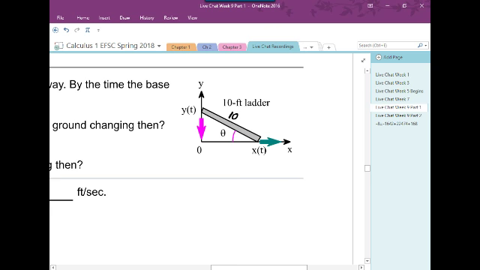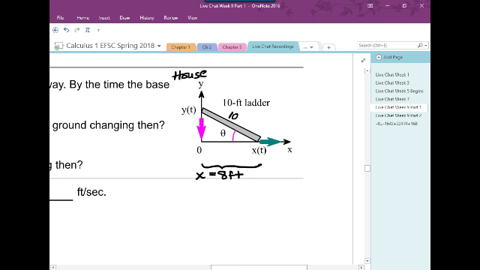Okay, the next thing that they tell us is that by the time the base is 8 feet away from the house, so this is your house over here, leaning against the house, by the time the base is 8 feet away from the house, so at the moment when this distance here is 8 feet, or in other words, when x is equal to 8 feet, the base is moving away at the rate of 12 feet per second.